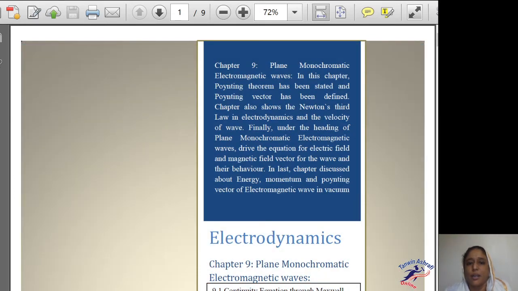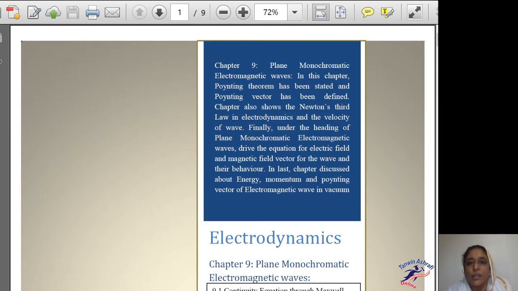Chapter number 9, Plane Monochromatic Electromagnetic Wave. In this chapter, we are going to derive the Poynting theorem and we will state the theorem. We are going to define the Poynting vector. The chapter also shows how Newton's third law will act in electrodynamics.